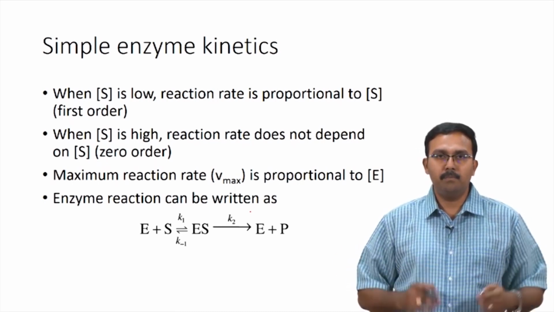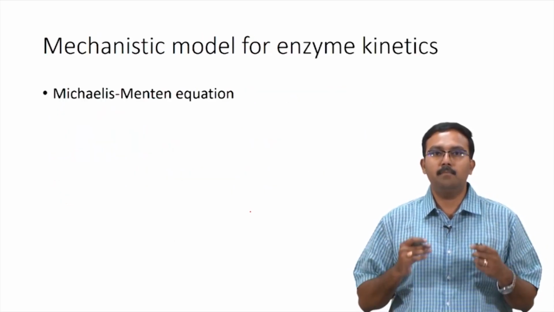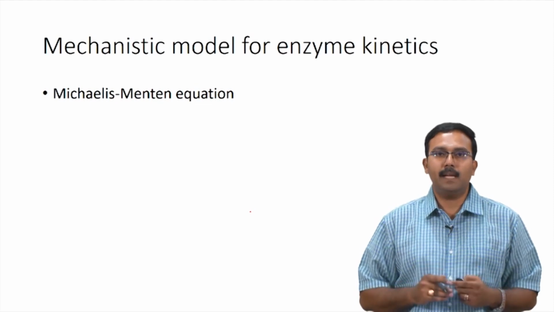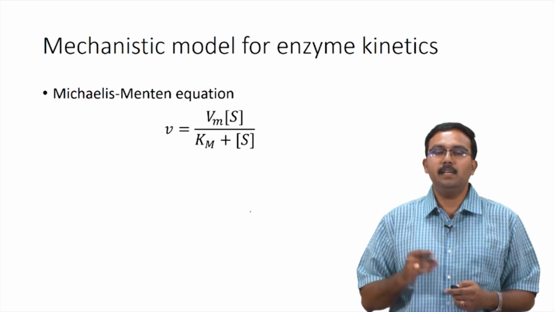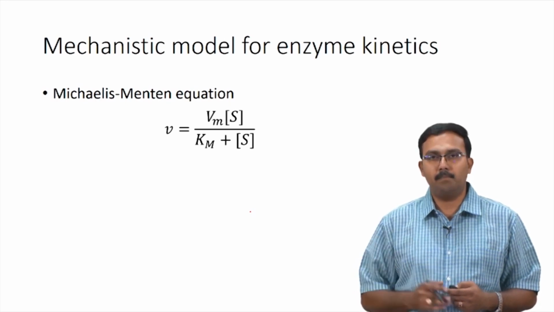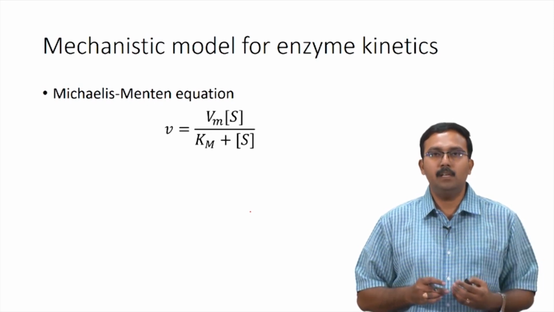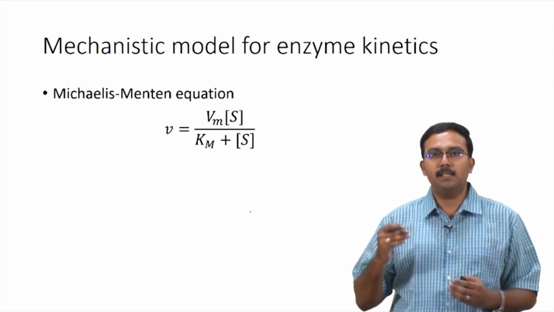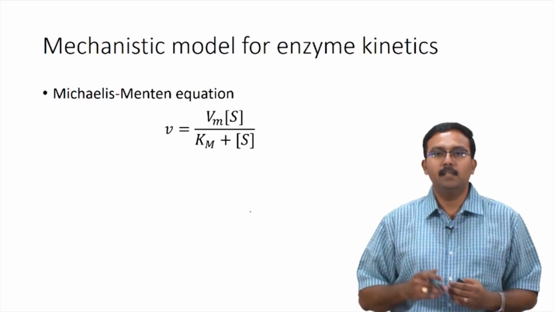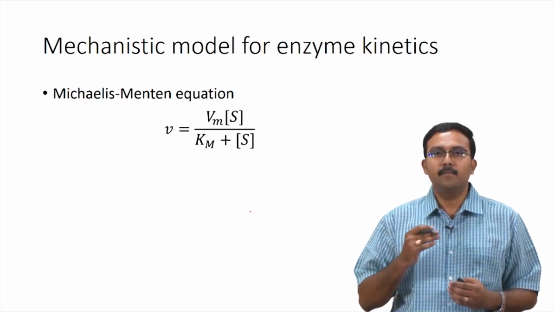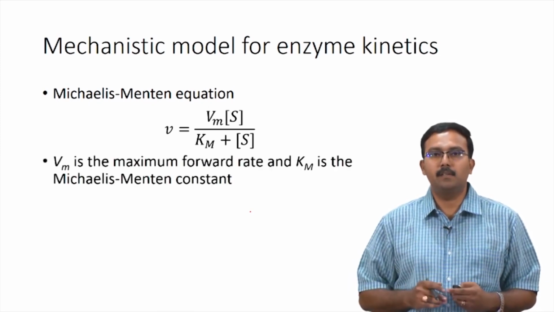So, from this equation we can derive a mathematical model called the Michaelis-Menten equation. This is a mechanistic model for enzyme kinetics, and the equation is written down as V equals Vm S divided by Km plus S. The term V represents the velocity or the rate, Vm represents the maximum rate which can happen for the reaction, and S represents the substrate concentration. Km is the Michaelis-Menten constant.